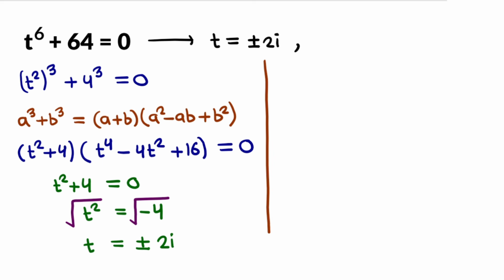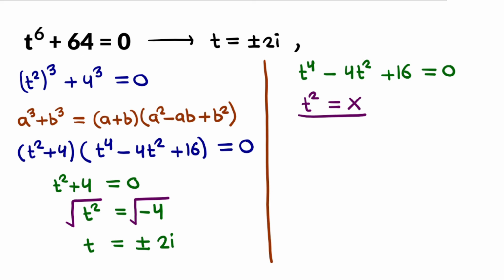Now let's tackle the second factor. t to the 4th power minus 4t squared plus 16 equals 0. This looks more complicated, but let's make a clever substitution. We'll temporarily replace t squared with a new variable, x. Then t to the 4th power becomes x squared. So our equation turns into x squared minus 4x plus 16 equals 0.